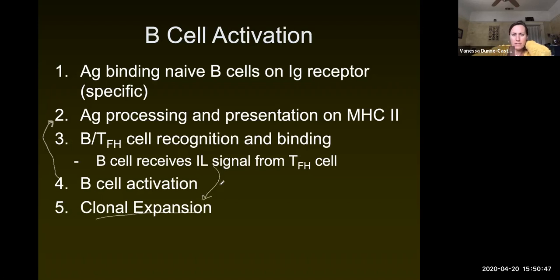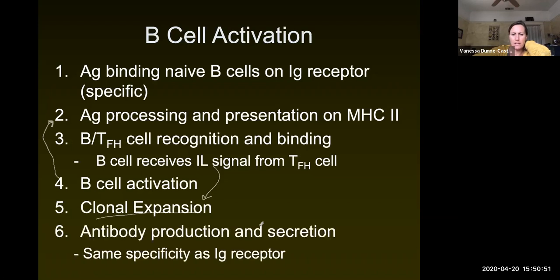Clonal expansion then leads to effector cells, plasma cells, and then memory cells, right? So the effector cells would produce antibodies and secrete them out. And then the memory cells are long lasting. The important thing to note is that these antibodies that are made and secreted out of the cell have the exact same antigen specificity as this immunoglobulin receptor that bound to that antigen in the first place.